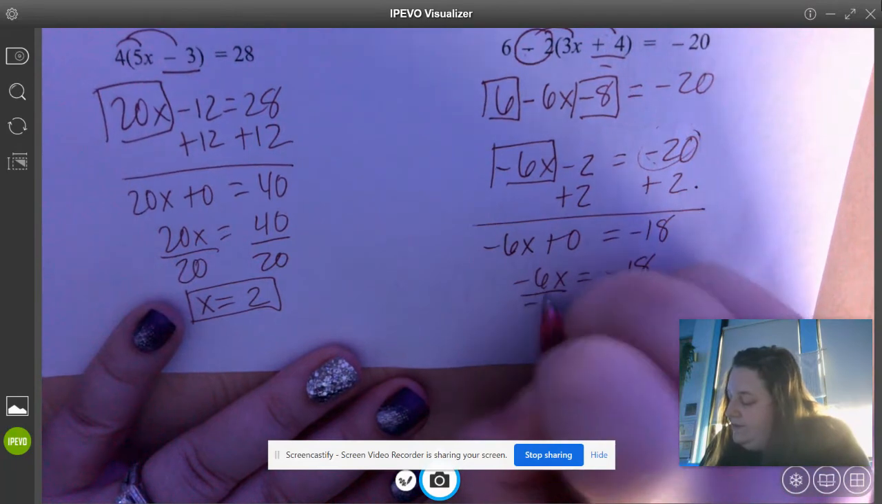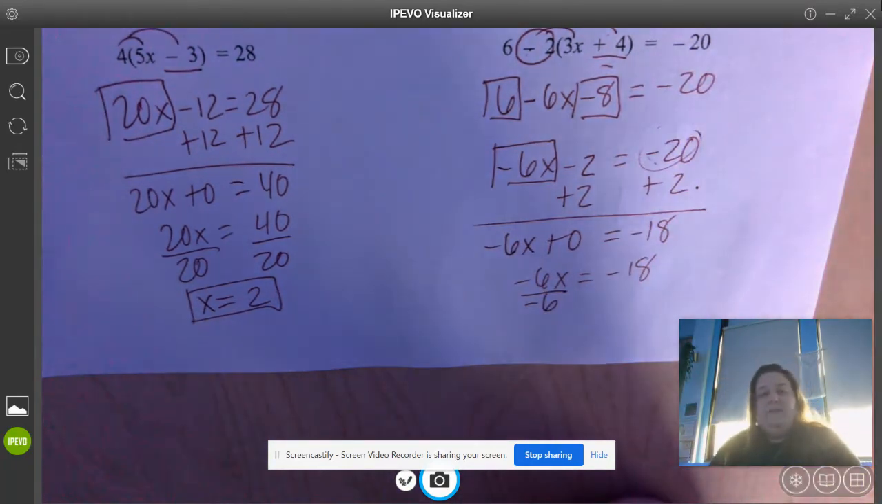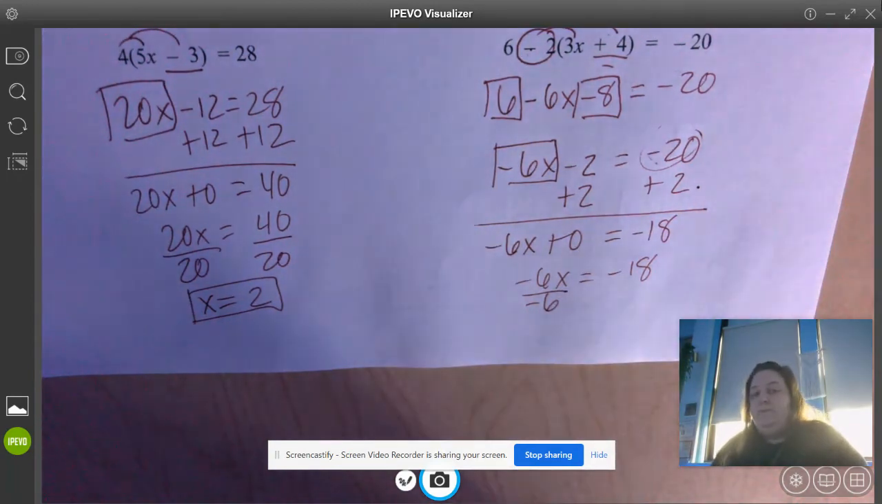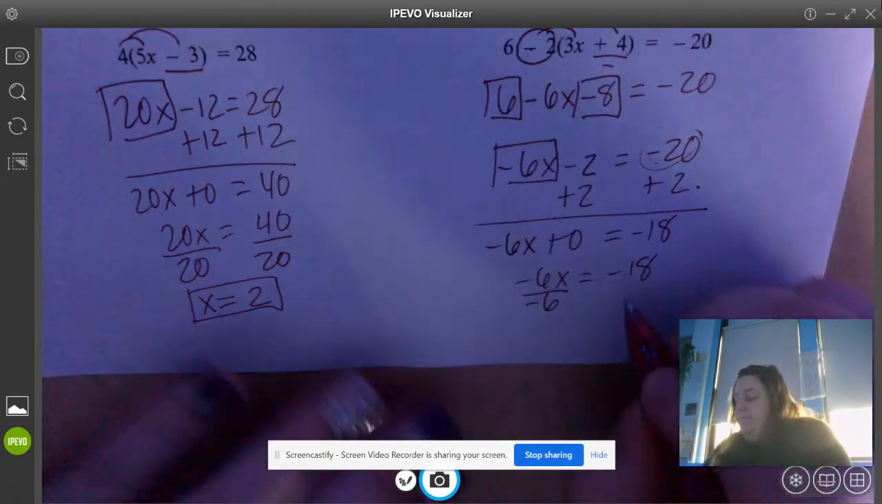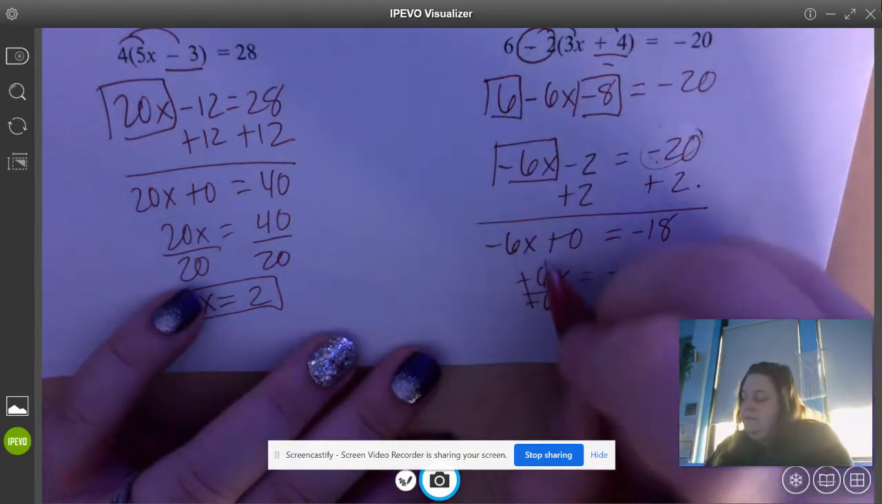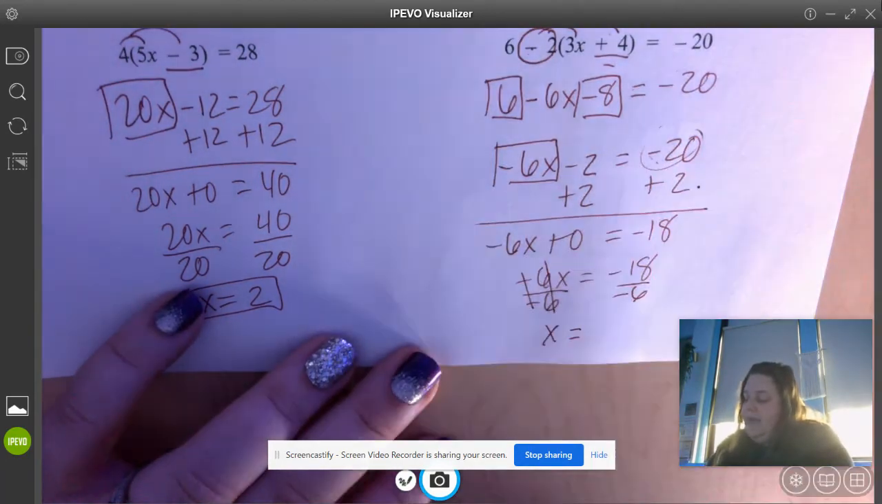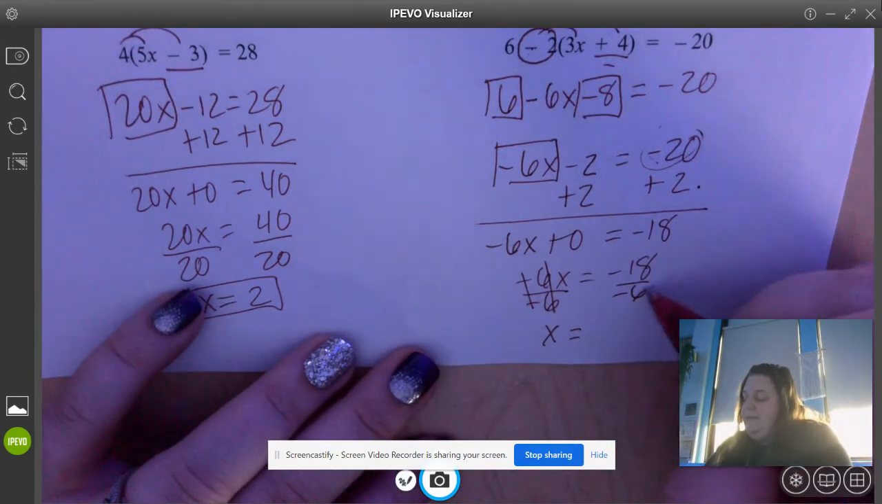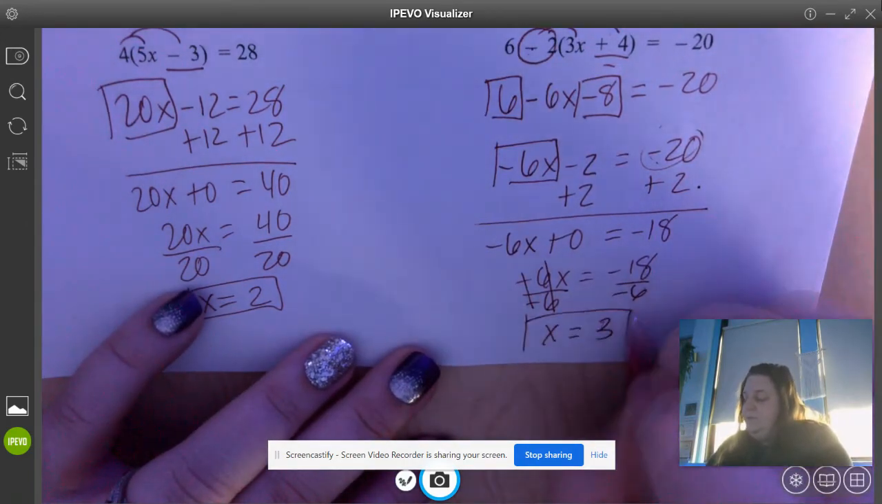I need to divide by negative 6. Remember, that's a negative sign. It's not subtraction in this case because 6 is being multiplied by x. So I need to divide by negative 6 on both sides. So the negatives become positive. 6's cancel out, leaving me with x. And then negative 18 divided by negative 6 is 3.